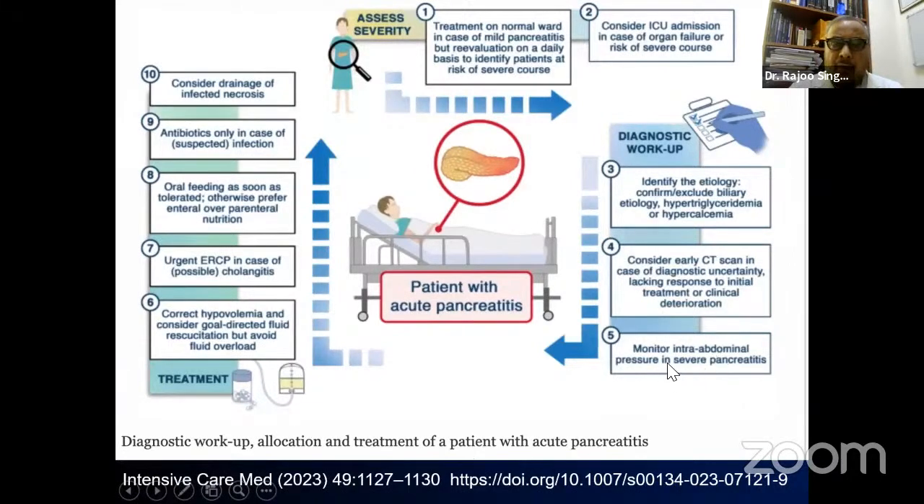Monitor intra-abdominal pressure in severe pancreatitis. This can lead on to a very good outcome, and this is one of the things which is generally not done in many centers, which should be done. Then correct hypovolemia and consider goal-directed fluid resuscitation, but avoid fluid overload. This is very important. Urgent ERCP only in case there is cholangitis.